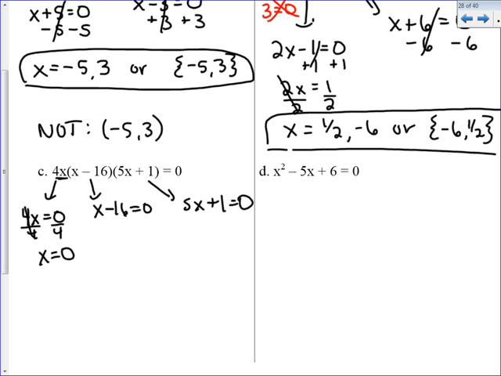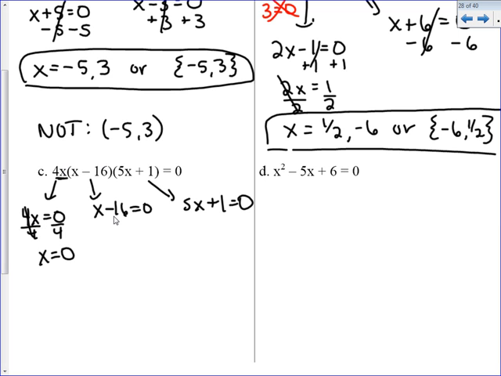Here's just a hint. Whenever you have a monomial factor on one of these problems, so it doesn't have a plus or minus, it's just that one term that has a variable with it, it always gives the solution 0. So whether this was 10x, negative 3x, or just x by itself out front, it's always going to have the solution 0.